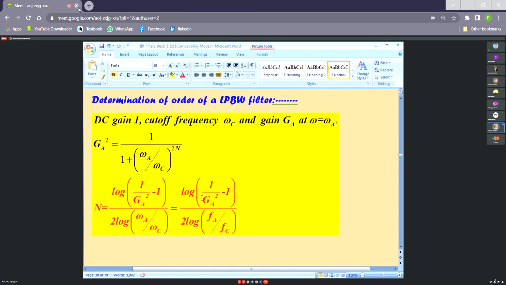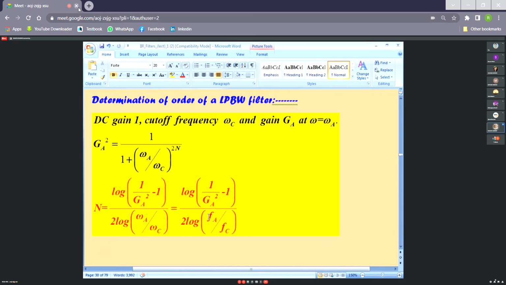In most of the cases, 1 by GA square will be very large compared to 1. So here it's sufficient to consider 1 by GA square. Here in the denominator, you have this ratio omega A by omega C, or you may have a ratio FA by FC. Same. This ratio is important. Omega A, or you may say FA, is known as the stop band edge.